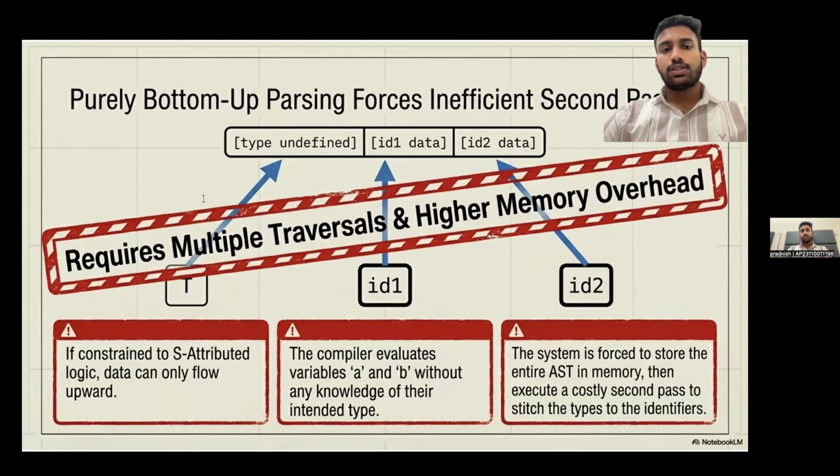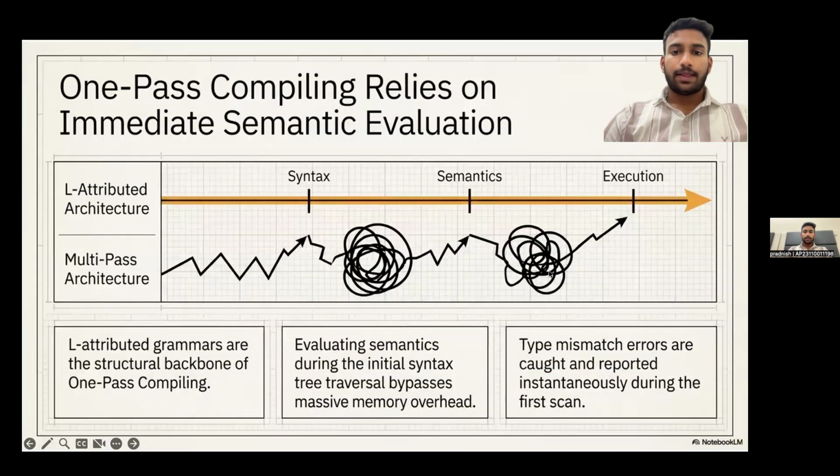What if we don't use L-attribute? We'd be forced into S-attribute and bottom-up logic. This compiler would see a and b, but wouldn't know their types yet. It would have to store the entire tree in memory and perform a second costly pass just to link the type. This is a massive waste of memory and time.